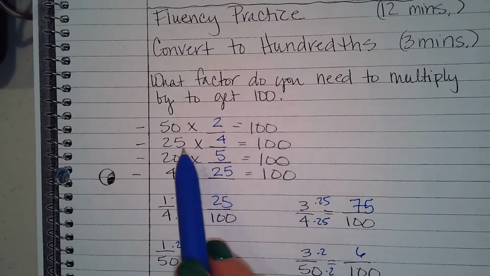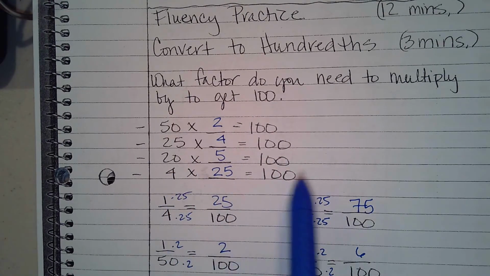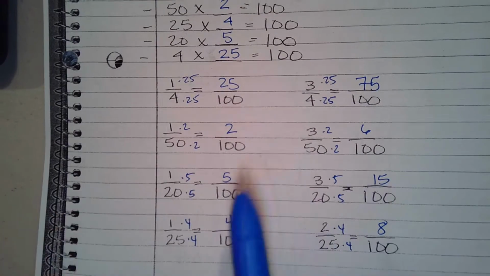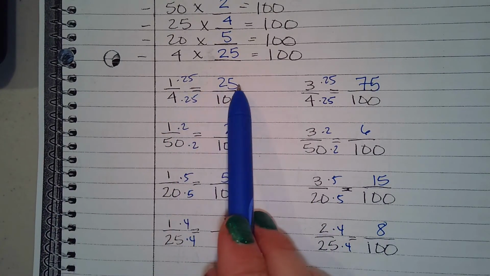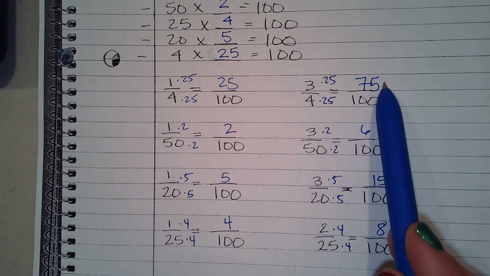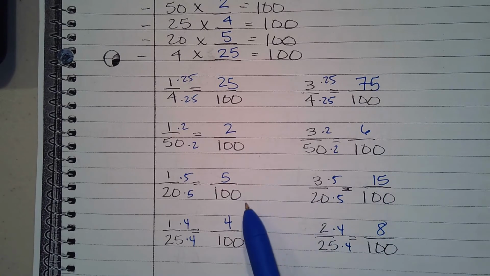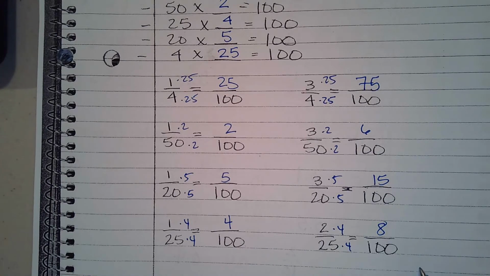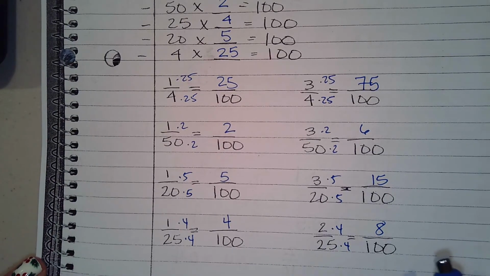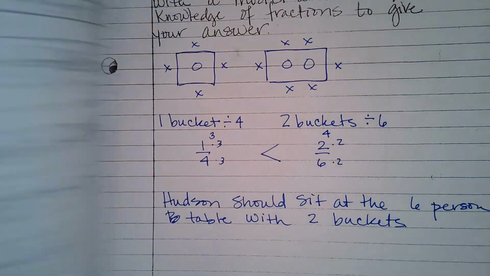Okay, let's debrief. 50 times 2 is 100. 25 times 4 is 100. 20 times 5 is 100. 4 times 25 is 100. Then when we come here, I multiplied in order to create that 100: 25 hundredths, 75 hundredths, 2 hundredths, 6 hundredths, 5 hundredths, 15 hundredths, 4 hundredths, 8 hundredths. Take a look, make sure that you know how to solve those.